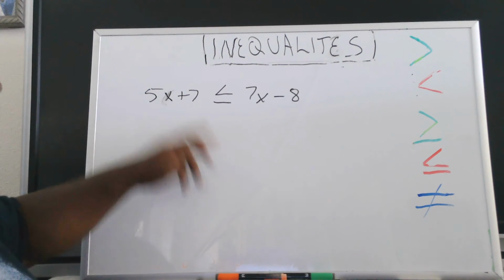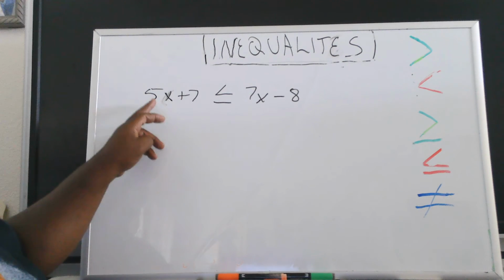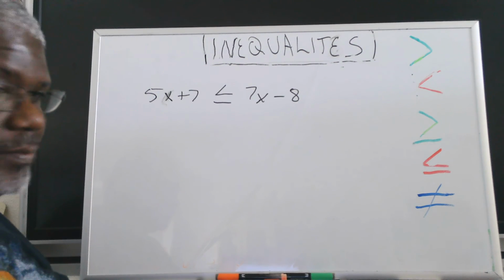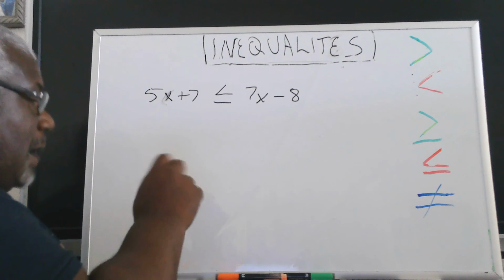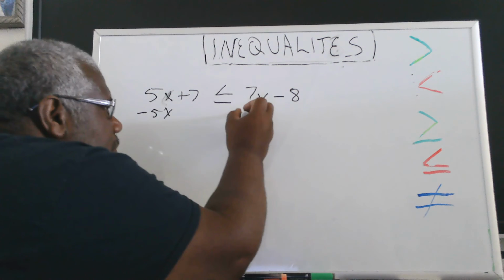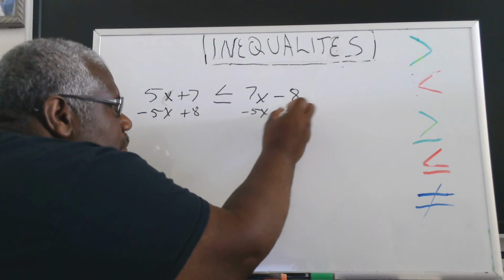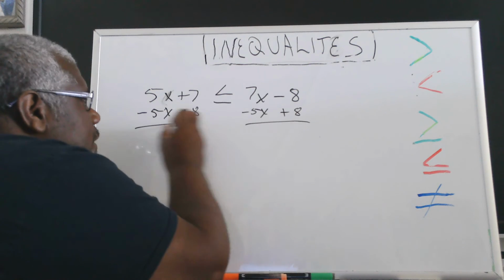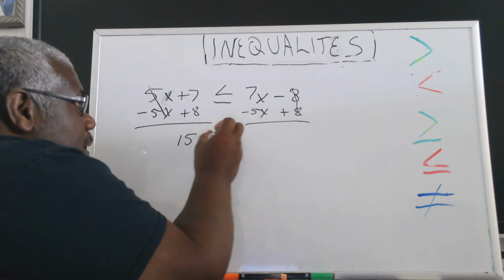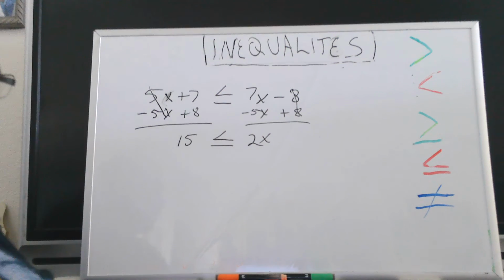Okay, 5x plus 7 is less than or equal to 7x minus 8. These are like terms. 5x, 7x are like terms, okay, because they have the x. I'm going to save some steps. Remember, what you do to one side, you do to the other, right? Goodbye, goodbye. You have 15 is less than or equal to 2x. We could leave that as it is.